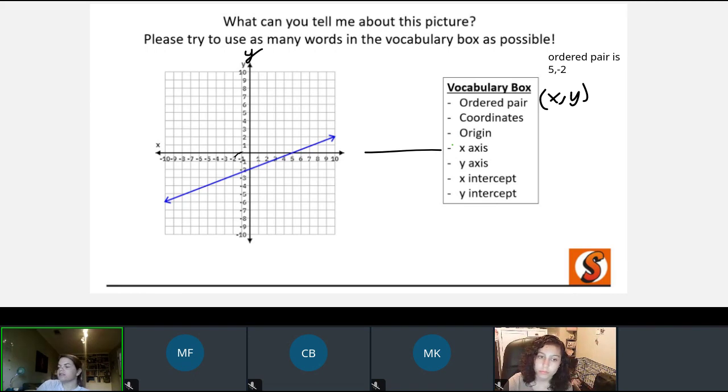Coordinates is kind of the same thing as an ordered pair, x, comma, y. So what are the coordinates? For example, if the ordered pair was 5, -2, the x would be 5, the y would be -2. Not quite, Angel, but we'll go over that today. Good, Adrena. Okay, the origin is the point 0, 0, and it is right smack dab where the x and the y axis meet.